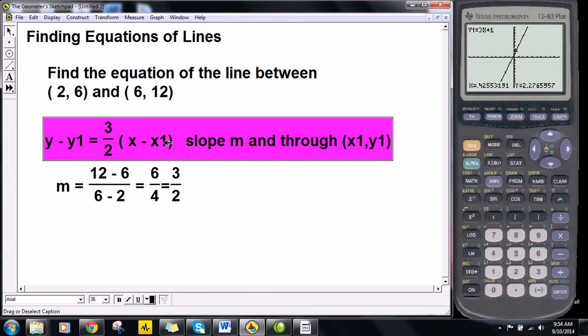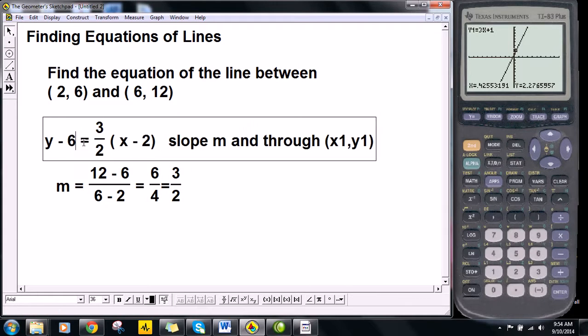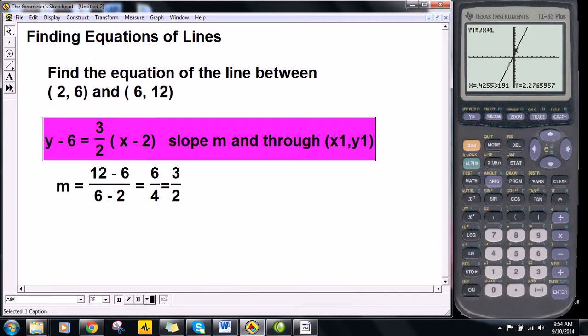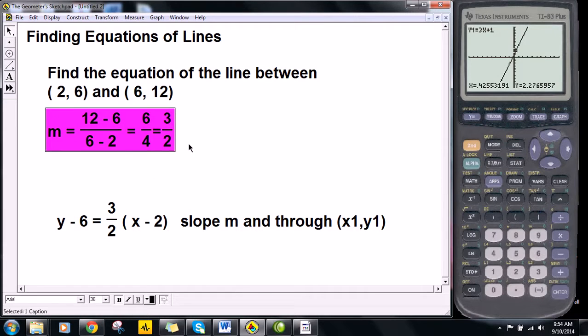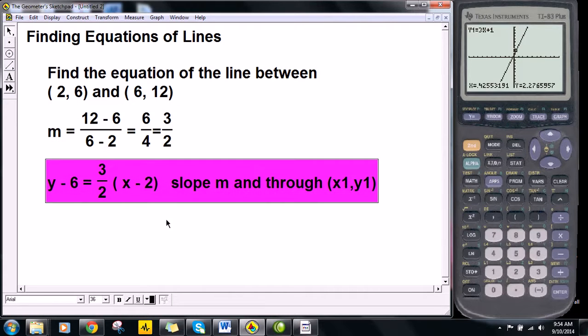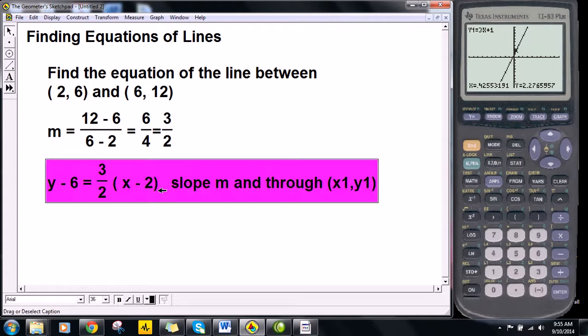So I'm going to take this little point here, and I'm just going to replace it with 2, the x value of one of the two points it travels through. And since I used the 2, I have to use the corresponding y value for that same point, 6. Okay. And so now, looky here. This is really the equation of the line between these two points. Now, it doesn't look pretty, but I can deal with that. I can clean it up.